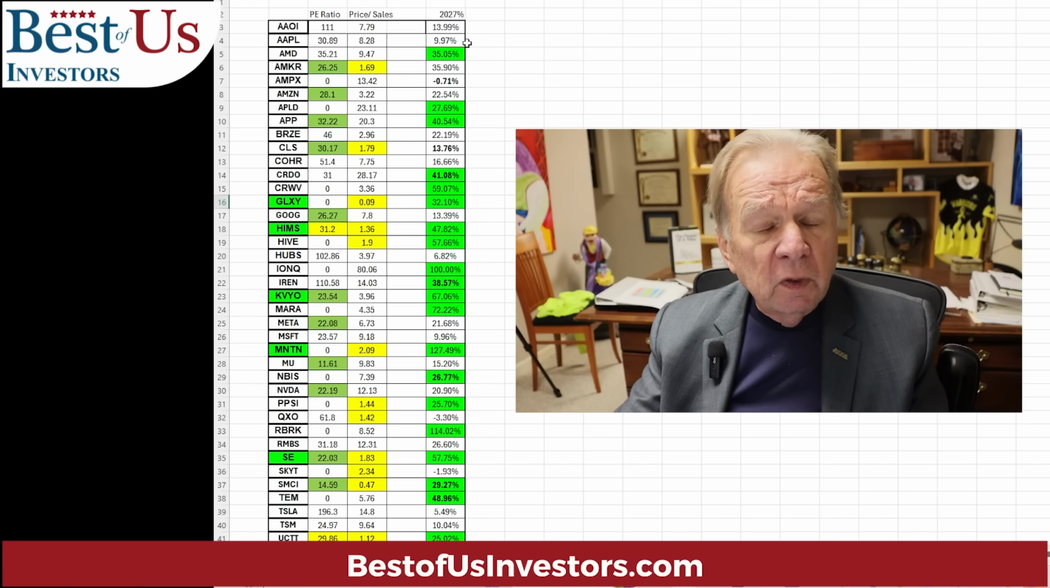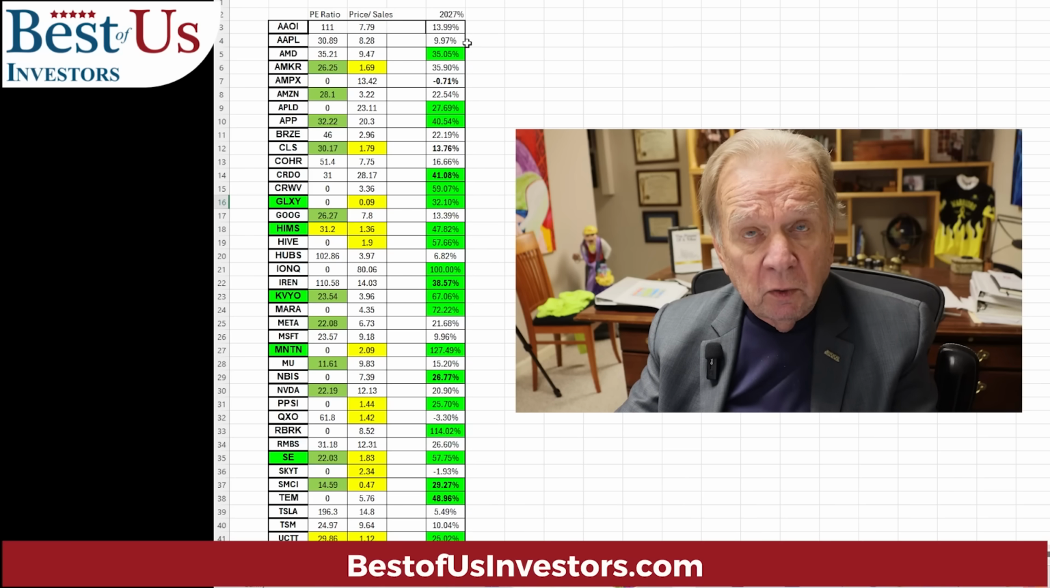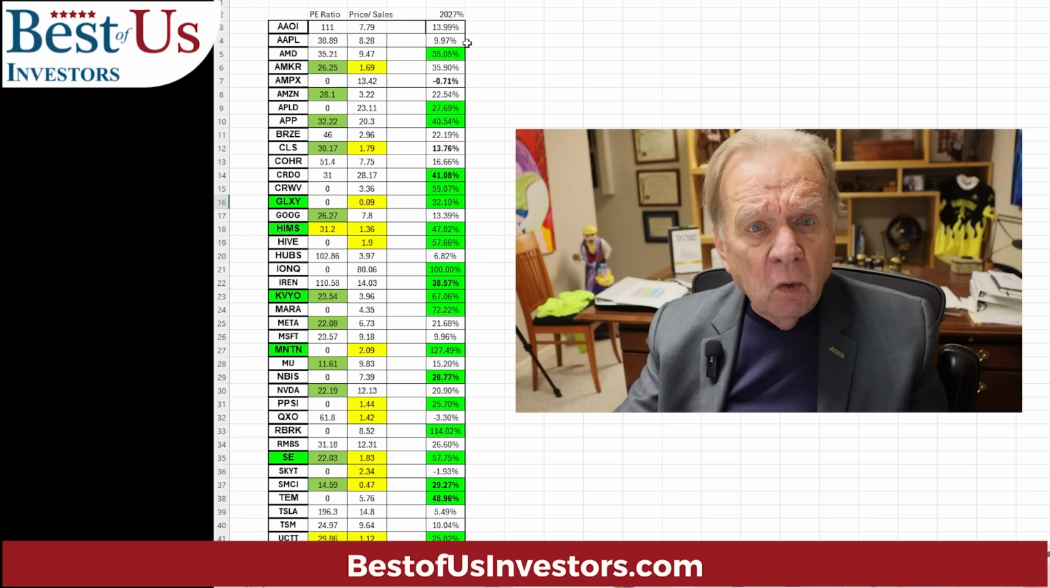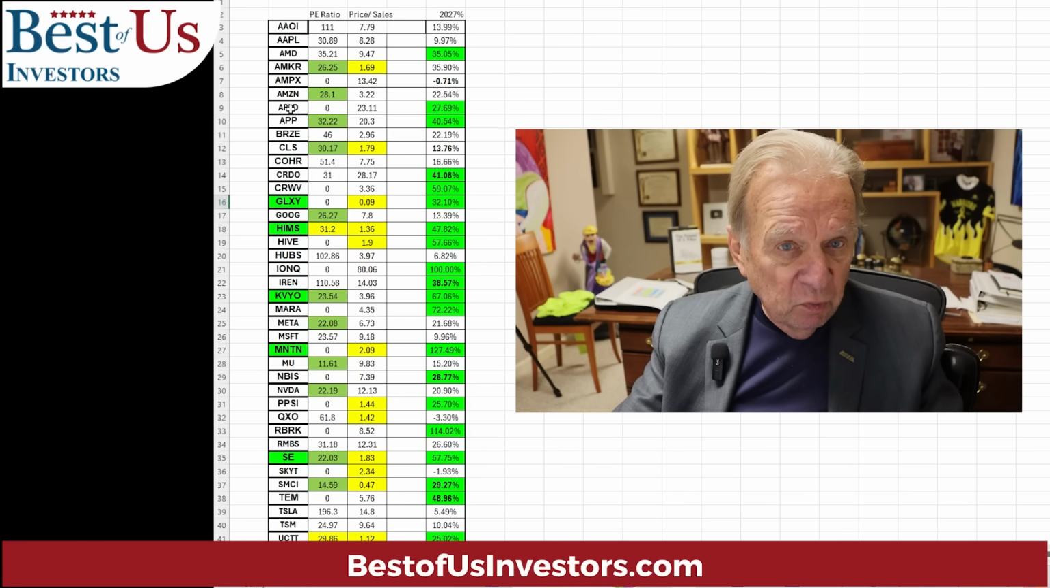And this is the representative change in the price from today's price to what it will be in January of 2027. So I am saying Apple will go up from the price today to the price on January the 1st by 9.97%. Okay? Now, I compare it to the other stocks.